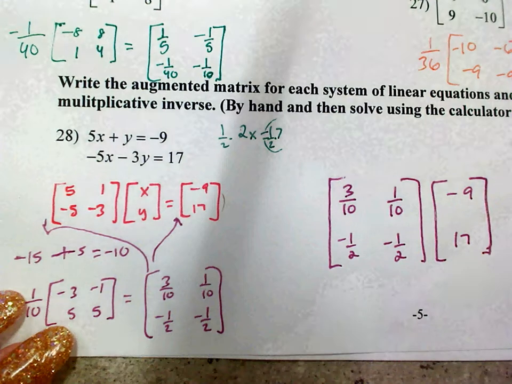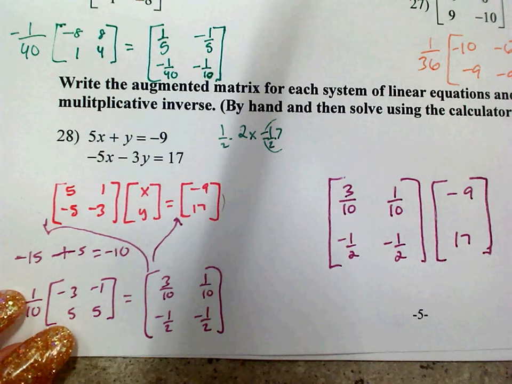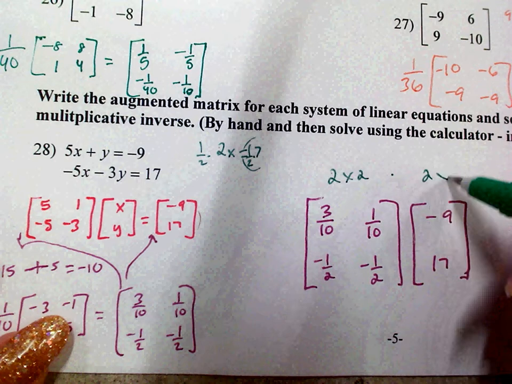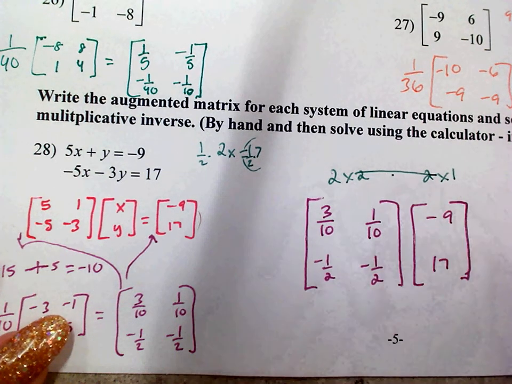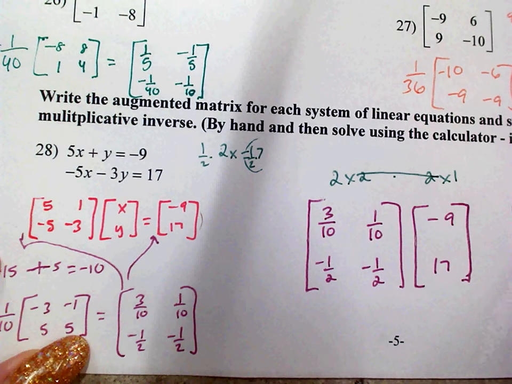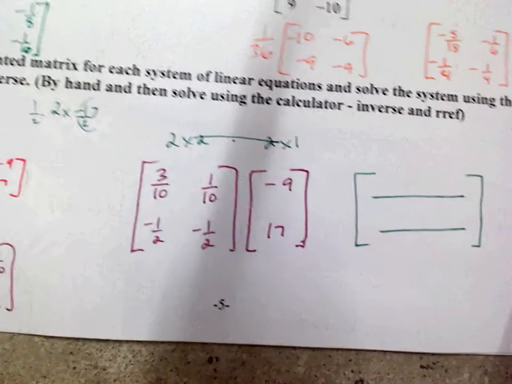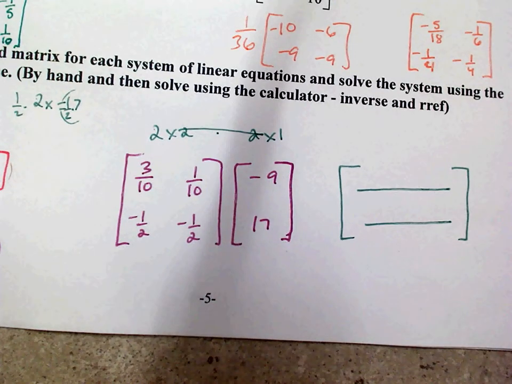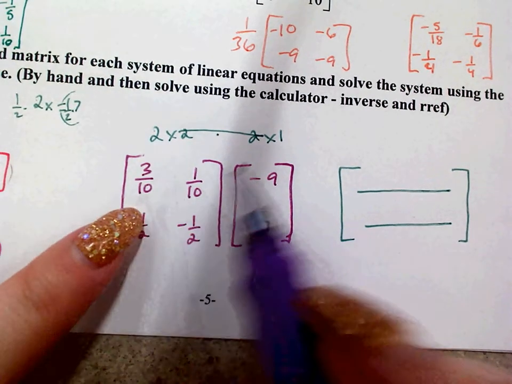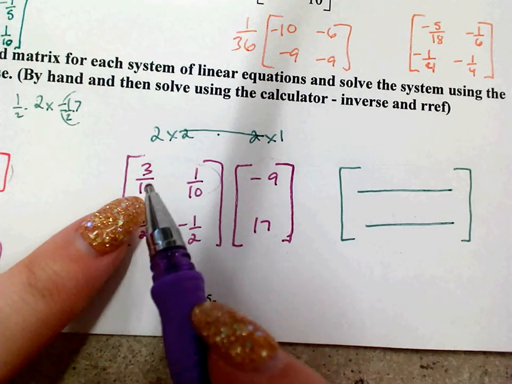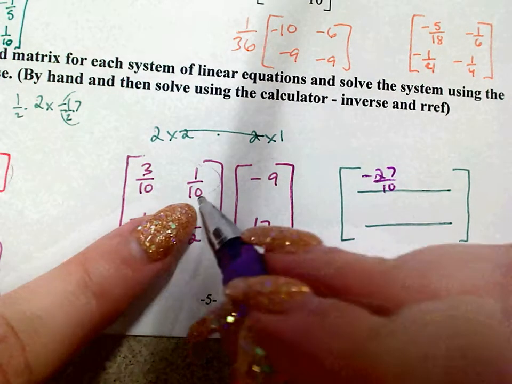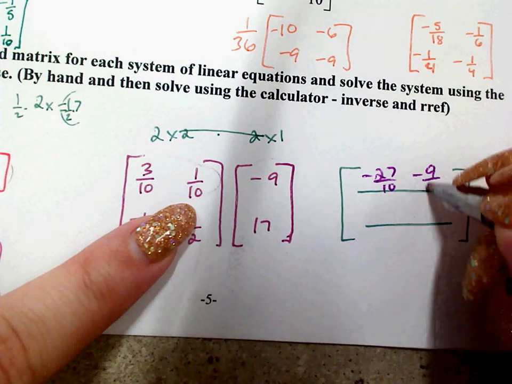So remember that we multiply matrices by doing row by column. So this is a 2 by 2 by a 2 by 1, which means my answer is going to be a 2 by 1. So it's going to look like 2 rows, 1 column. And the only reason I did them wide is because I'm going to show you the steps I'm going to do to figure out my answer. So I've got row by column. 3/10 times negative 9 is negative 27/10. And 1/10 times negative 9 is negative 9/10.